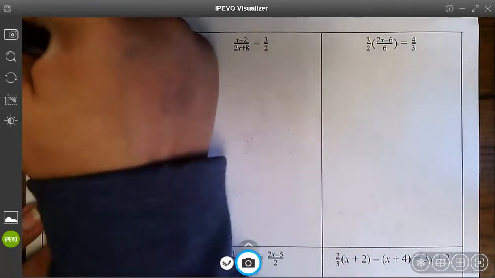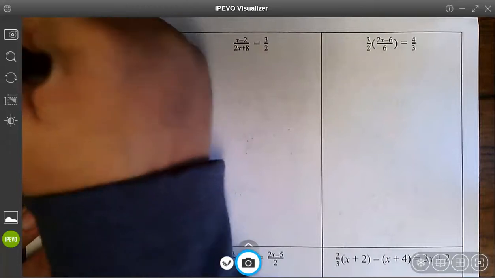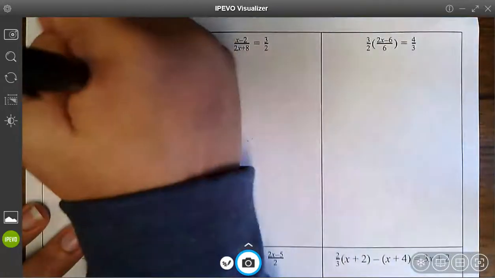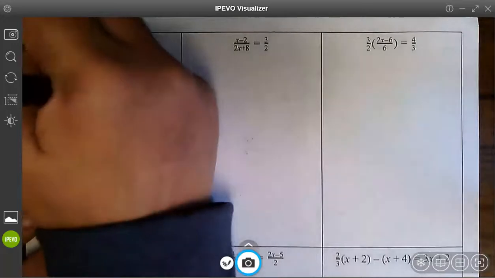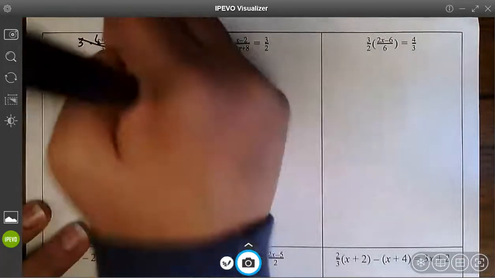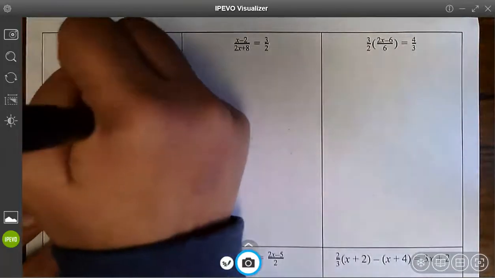You get S plus 2 equals 24. Subtract your 2 from both sides, and you get S equals 22.